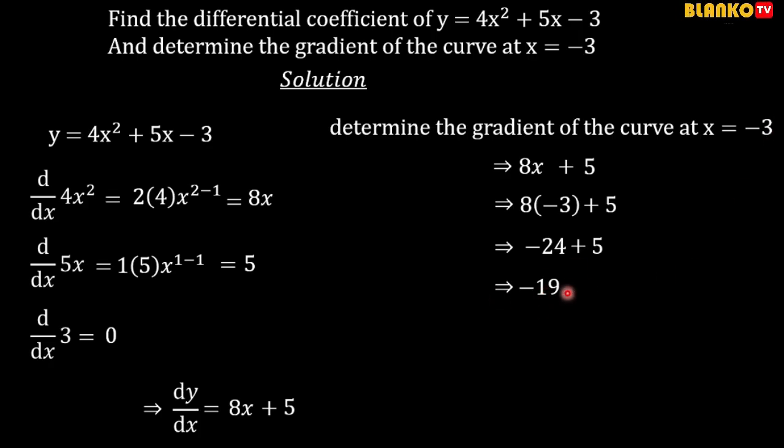So to differentiate the function y equals 4x squared plus 5x minus 3, dy over dx is equal to 8x plus 5. And to determine the gradient of the curve at x is equal to negative 3, the gradient is negative 19.